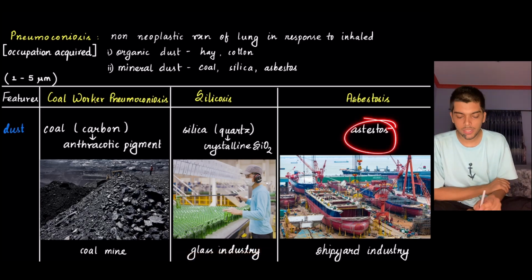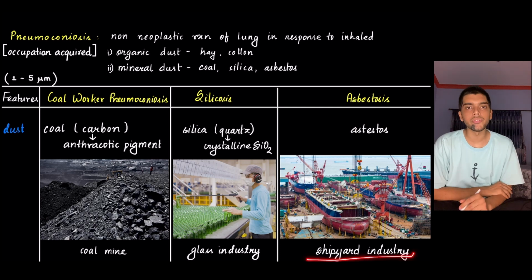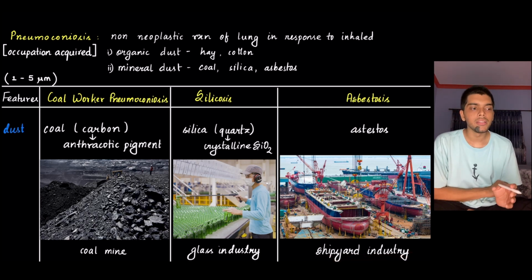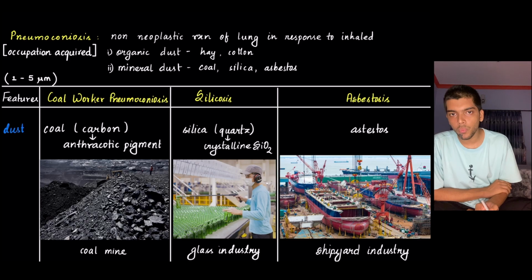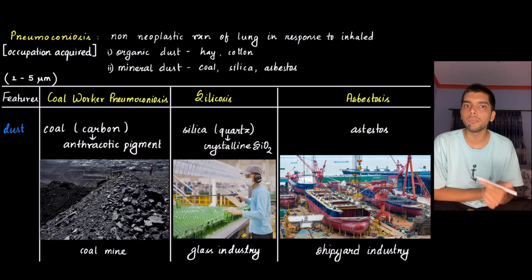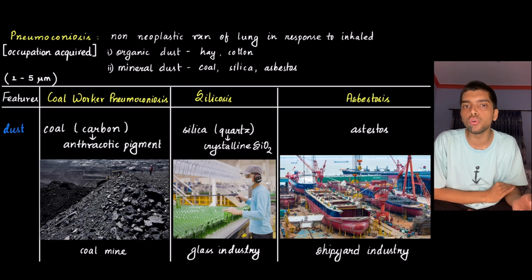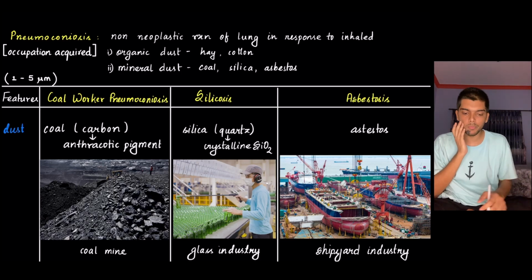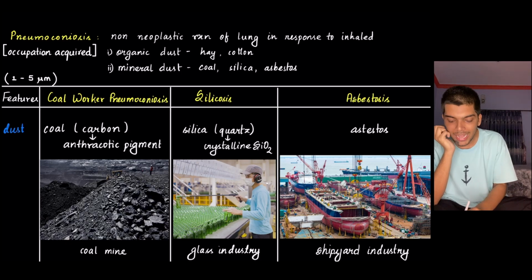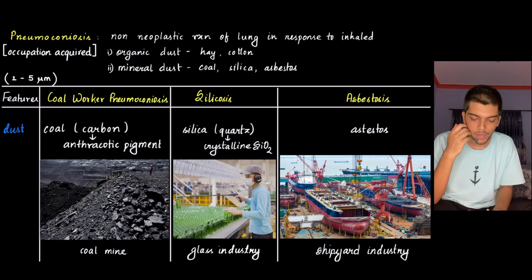Exposure to asbestos is through the shipyard industry. What is the shipyard industry? The shipyard industry deals with, number one, manufacture, and number two, repair of ships. Ship parts are majorly made up of asbestos, so the workers in the shipyard industry are continuously exposed to asbestos. All right, so you need to know about asbestos dust in more detail.